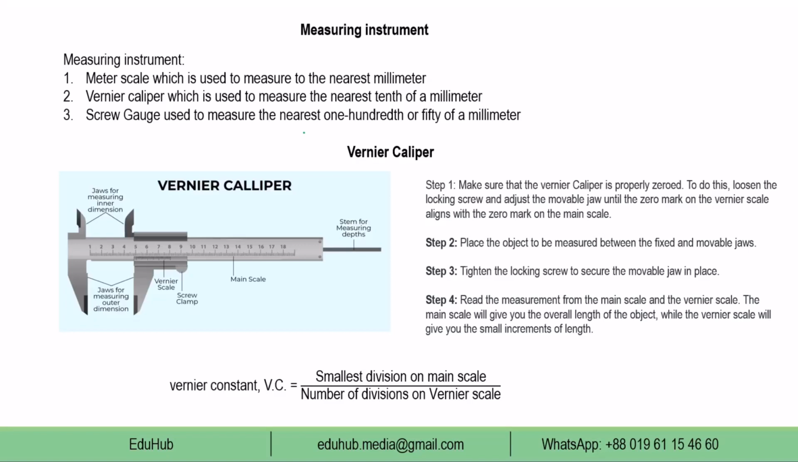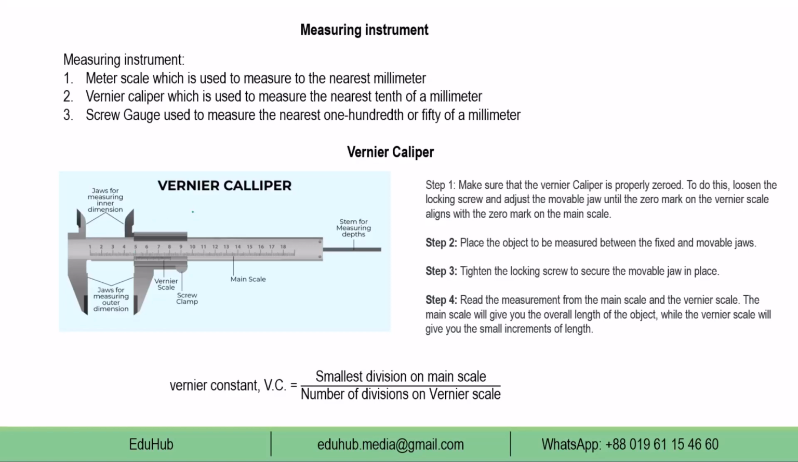So let's talk about the Vernier scale. Basically, through Vernier scale, we can measure inner dimension, outer dimension, and depth. Now, in Vernier scale, these two jaws are used for measuring inner dimension, and these two jaws are used for measuring the outer dimension, and this one is used for measuring the depth. After measuring a length or depth or inner dimension of an object, we need to tighten the locking screw. After that, we will calculate the measurement.